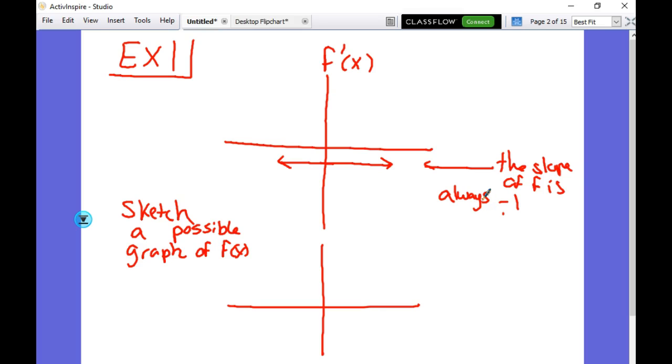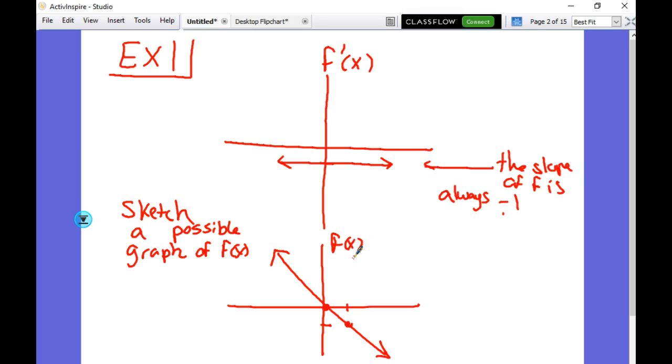And what kind of a function do we end up with there? A linear, right? So, now here's the thing. There's not just one answer to this, and I'll explain why in a minute. But my slope of -1 would be down 1 over 1, right? So that would look like this. So this is a possible graph of f.